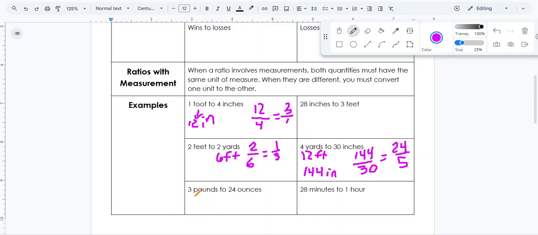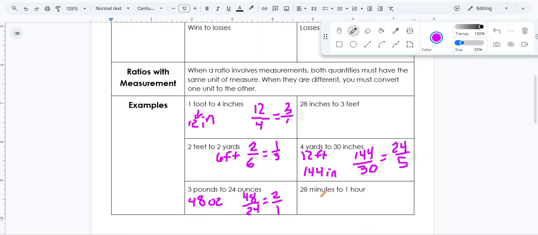All right, the next one says 3 pounds to 24 ounces. Well, it's going to be easier to change the pounds to ounces than the ounces to the pounds, because there are 16 ounces in a pound, and that doesn't give me 16 or 32, so it's not going to give me a whole number there. It's going to give me a decimal. So 3 pounds, I would do 3 times 16, and 3 times 16 gives me 48. So this will be 48 ounces to 24 ounces. So then I can just write that as my ratio of 48 over 24. And what does 48 over 24 simplify to? Well, they can both be divided by 24. So that would give me a 2-to-1 ratio.